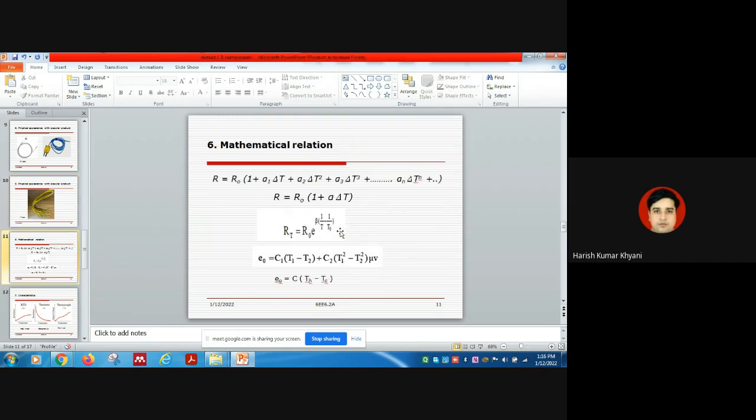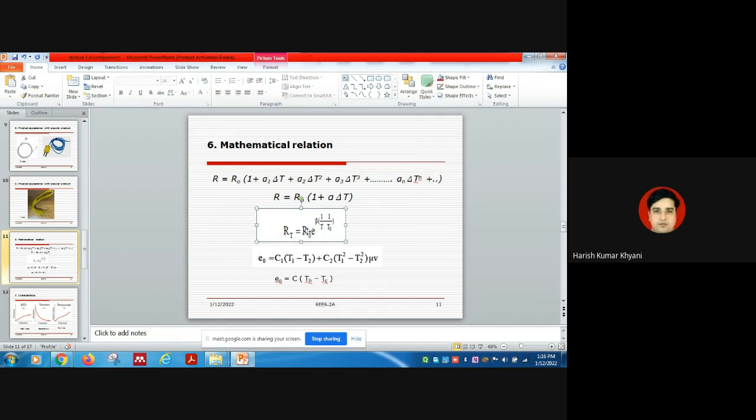As far as their mathematical relationships are concerned, the top one is related to the RTD. If we use some kind of linear approximation, then we make use of R equal to R naught into 1 plus alpha delta T, right? Where alpha is the temperature coefficient of the material.